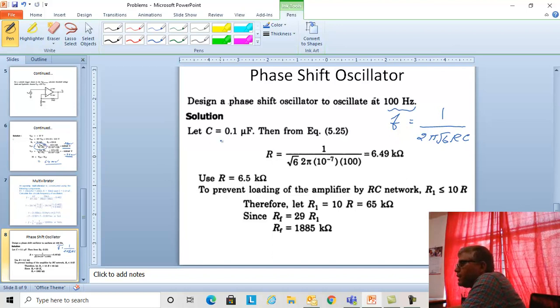So C you should always assume to be less than 1 microfarad, and 0.1 microfarad is always best. So assume 0.1 microfarad and find out the value of R. R is nothing but 1 by root 6 into 2 pi into 10 to the power minus 7 into 100. Is that okay? Fine. So this is what you will get. 6.49k is my resistor value.